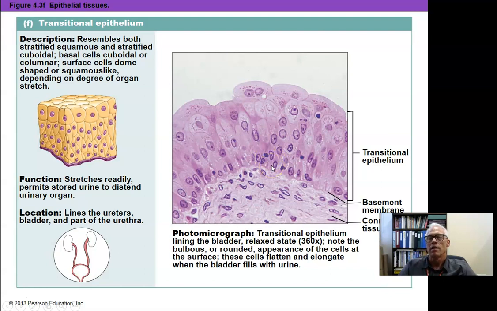It's sort of analogous to an elastic waistband in your garment. It looks all bunched up and puckered when it's not stretched, but then when you stretch it out, it's all smooth and flat and tight, and that's kind of what happens when the bladder expands. So the transitional epithelium is peculiar to that organ.